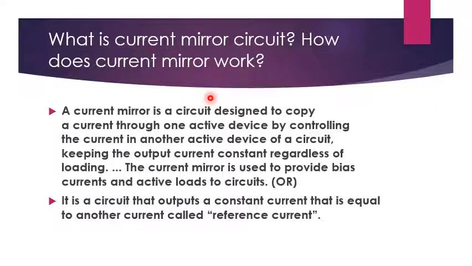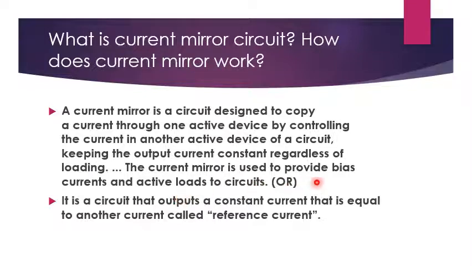Now we'll see what is actually a current mirror. See, I told you that current source and current mirror both are same. A current mirror is a circuit designed to copy a current through one active device by controlling the current in the other active device of a circuit. So what we will do is we will duplicate it. We will take a copy of current from one circuit and have the duplicate of that, that is replicate. That is what the mirror image is, keeping the output current constant regardless of the loading.